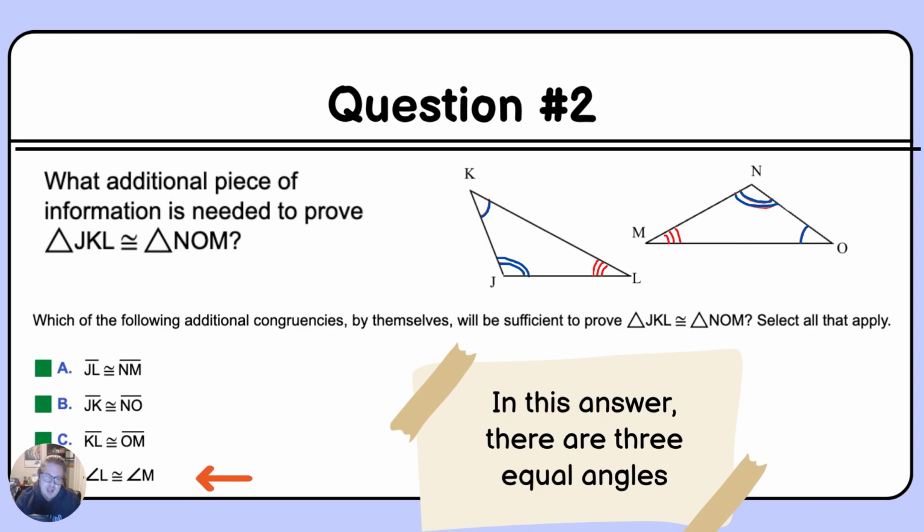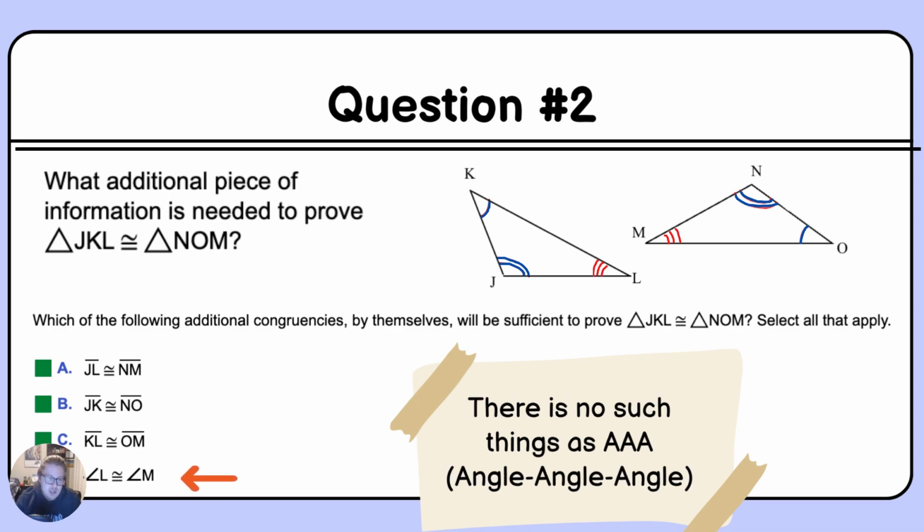Now here's the last one. In this answer, it's saying if all three of those angles were equal to each other, would that prove that these triangles are congruent? The answer to that question is no. That's the really, really important part. There's no such thing as angle, angle, angle. It does not exist.